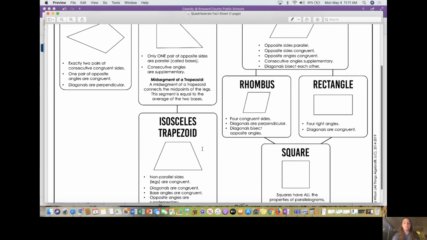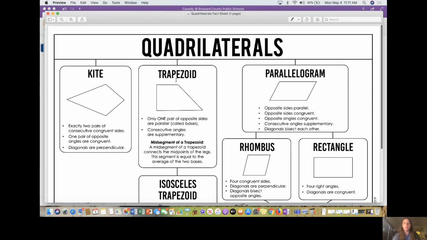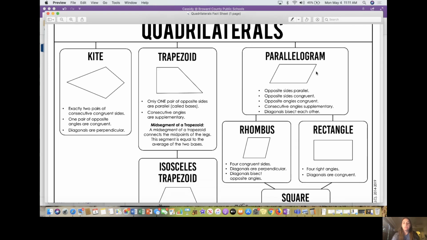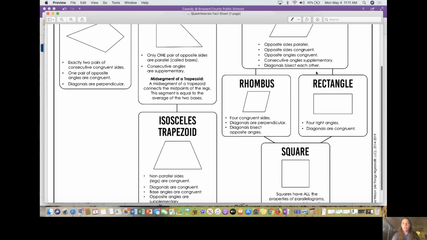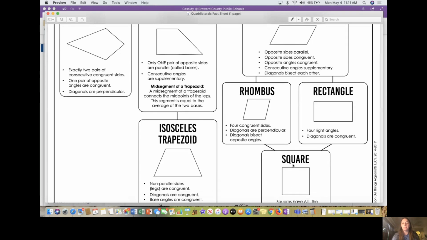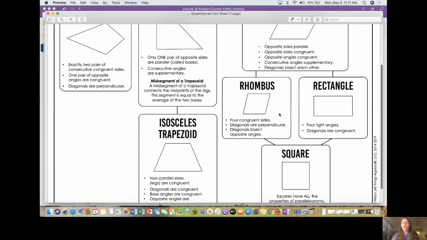Keep in mind, though, that it's a drop down from one. I forget what they call them, but I'm just going to call it a drop down graph. So at the top, we have quadrilaterals. Then we have three types of quadrilaterals. There is kites, trapezoids, and parallelograms. If we go all the way to the right to parallelograms, there are three types of parallelograms: a rhombus, a rectangle, and a square.